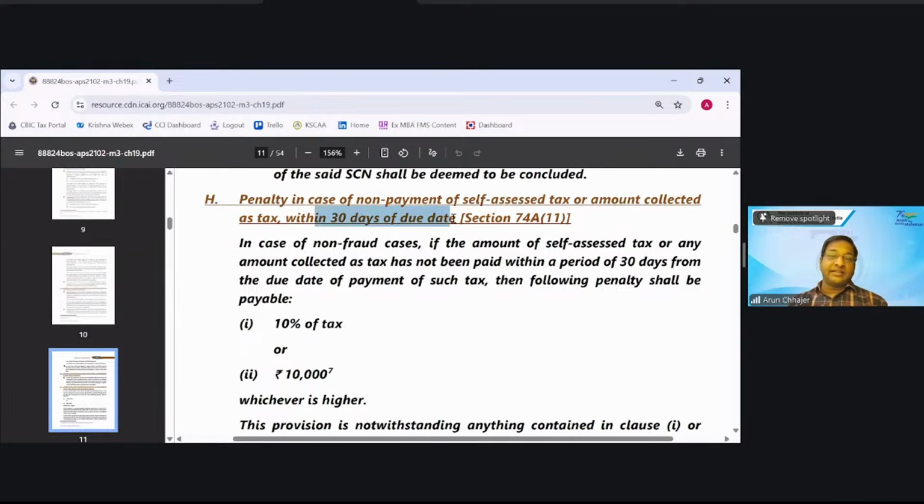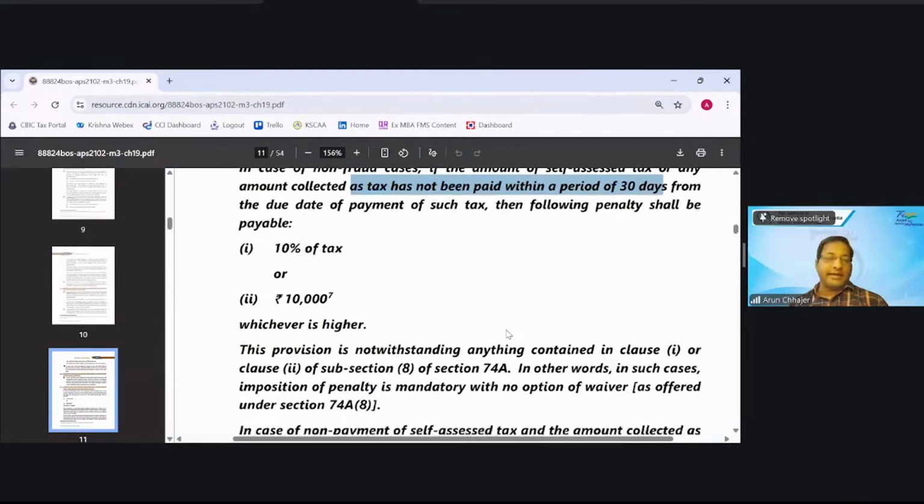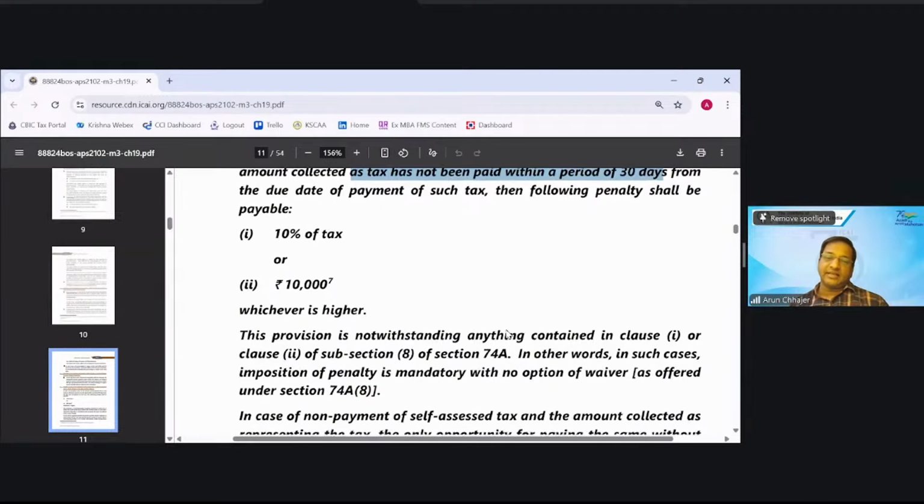Now, here within 30 days from the due date. In case of the non-fraud case, if the amount of the self-assessed tax or amount collected as tax has not been paid within a period of 30 days from the due date of the payment of taxes, non-fraud case में क्या है? If the amount of the self-assessed tax या amount collected as tax has not been paid within a period of 30 days, the following penalty will be payable: 10% of the tax or 10,000, whichever is higher.